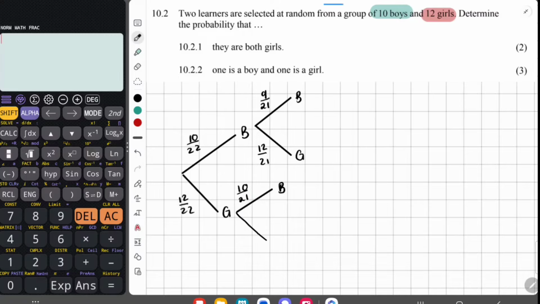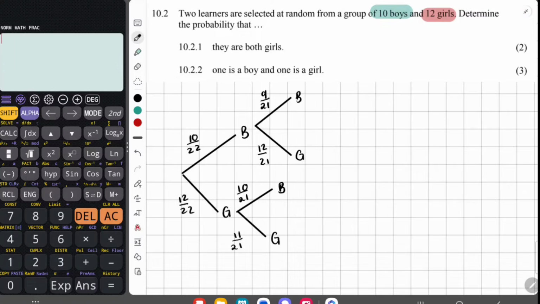And then to look at this last branch, which we'll be speaking about, the probability of picking a girl, we would say, since a girl has been picked, now what is the probability of picking another girl? A girl has been picked, there wouldn't be 12 girls anymore. There would be 11 girls out of a total of 21 learners. So that's how we draw the tree diagram.